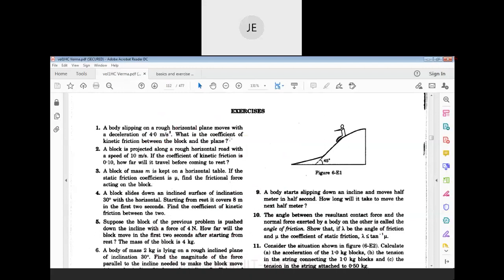When you don't apply any force, when the body is at rest, the frictional force is zero. So the answer is 3: frictional force is 0, provided the body is at rest. When the body is at rest, your applied force is equal to frictional force, and when your applied force is 0, frictional force is also 0.